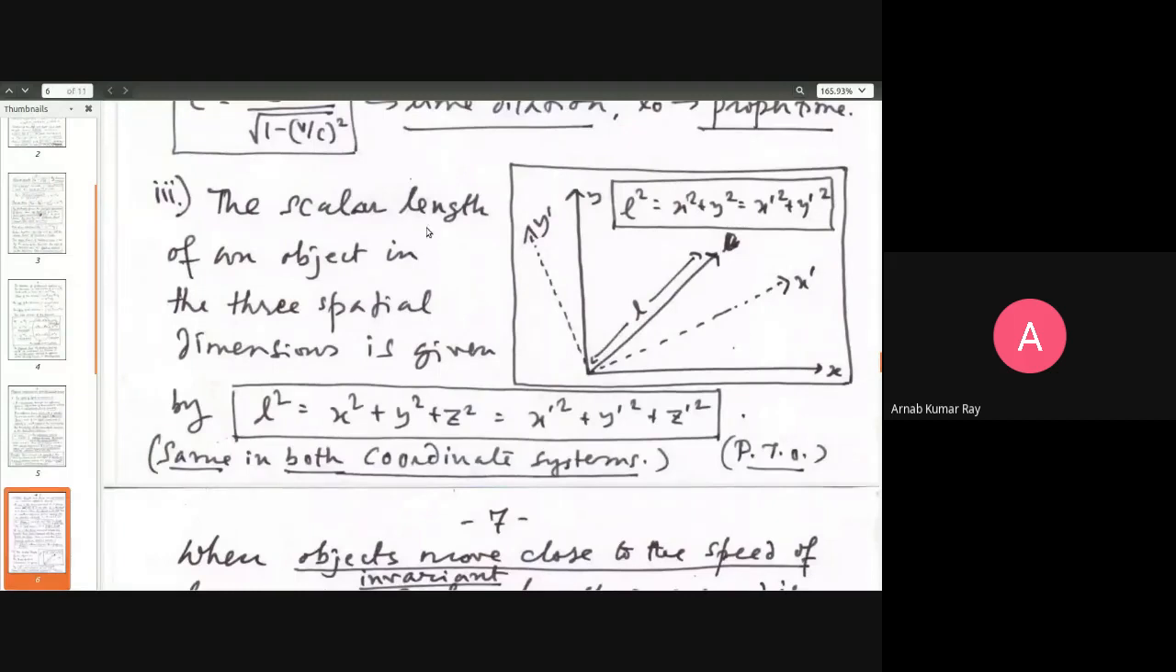So the third implication is that the scalar length of an object actually doesn't vary. Let's look at this simple diagram. I have given you a length of an object which is to be measured in the coordinate system xy. These full continuous axes x and y define a coordinate system. With respect to this coordinate system, you have a stick, a long ruler whose origin is coinciding with this coordinate axis, and this ruler has got a certain length L. What is the length L of this ruler? It is L squared is equal to x squared plus y squared.